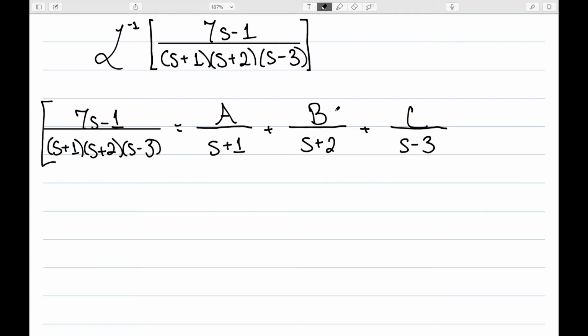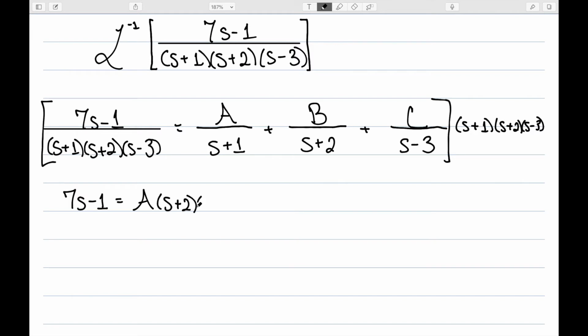From here, I'm going to multiply everything by my original denominator, (s + 1)(s + 2)(s - 3). So this becomes 7s - 1, since the denominator in this term here will cancel. With the first term on the right-hand side, the s + 1's cancel. I'm left with an s + 2 and an s - 3.